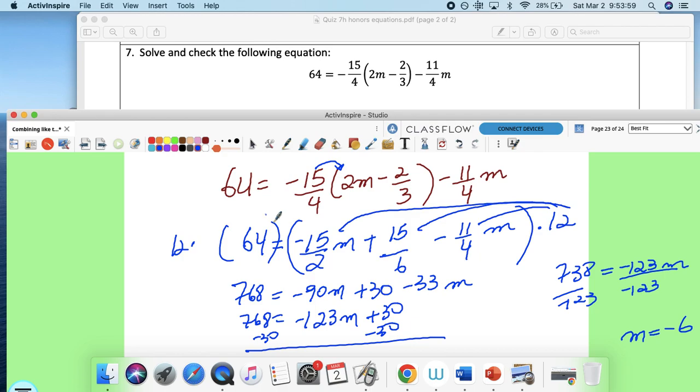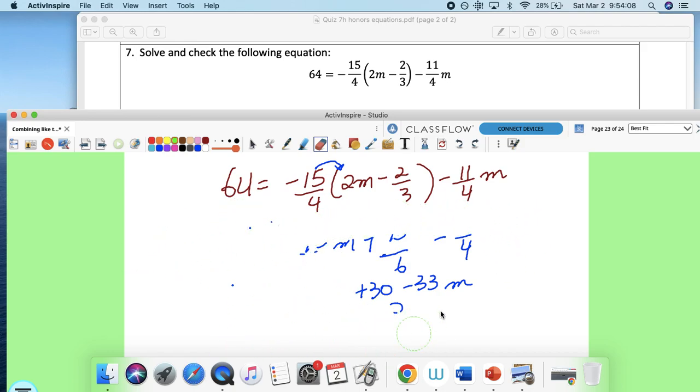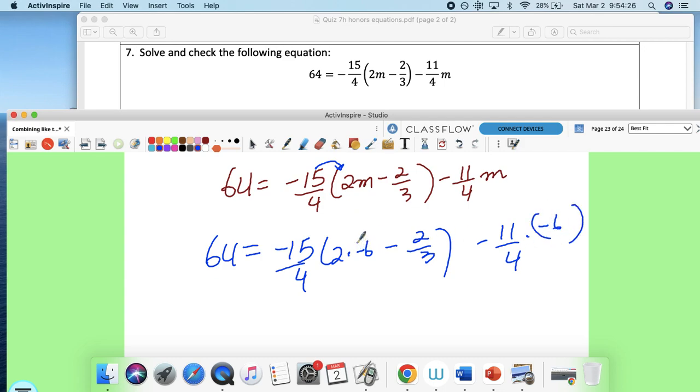So this is definitely a solve and check problem. Okay, so I'm gonna erase everything. And m is negative 6, I hope. I think. So let's make sure it does work. So 64, and wherever I see m, I'm gonna replace it by negative 6. Here we go. Minus 2/3 minus 1/4 of negative 6. Putting parentheses there. Let's see if it works.